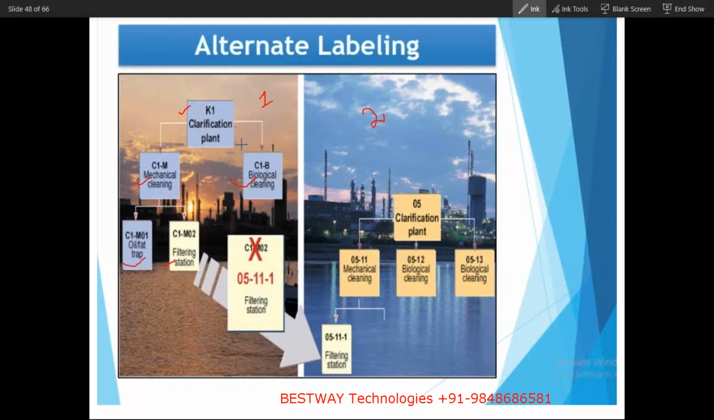In unit two also we have the same kind of similar function locations. Clarification, mechanical, biological cleaning, everything is the same. Here there is a filtration, and here also there is a filtration station. So this is having some kind of problem. What we do, we can replace this from unit two for unit one, because it has the same kind of similar behavior. That is called alternative labeling.